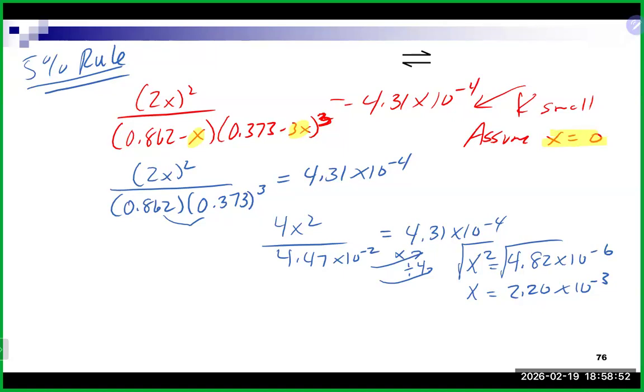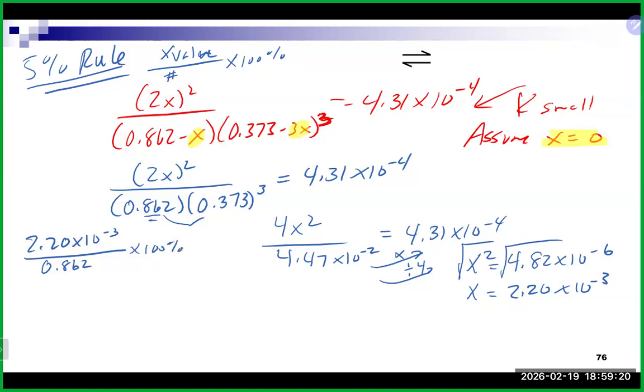So to check it, you're going to take your x value and divide it by the number you're going to add it to or subtract it from, whichever that is, and times it by 100%. So in this particular case, we would take our 2.20 times 10 to the minus 3 and divide it by 0.862, as that was the number we're going to subtract it from. We're going to times it by 100%, and we're going to hope we are less than 5%, which in this case we're at 0.25%. So that is a good check.